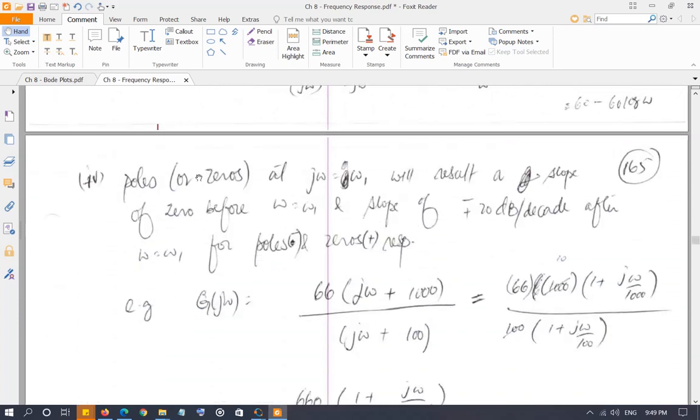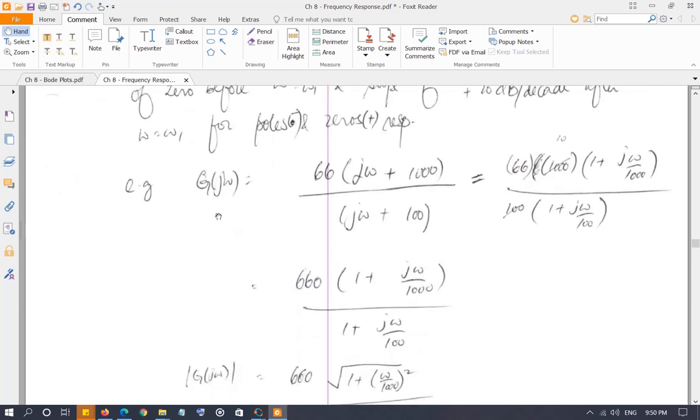Alright, fourth case, poles or zeros at j omega equal to omega 1. Remember the first order RC circuit that we discussed? When you have the cutoff frequency omega 1, that's the same case. So let's look at an example. 66 j omega plus 1000 divided by j omega over 100.